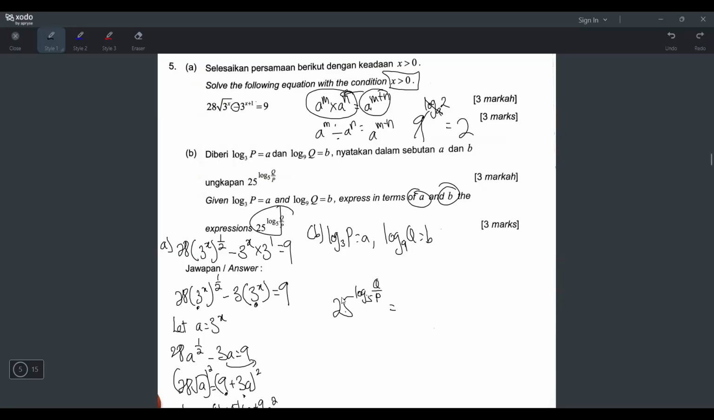So tell me now, can this cut? Cannot, right? Because they are not the same. Then make them the same lah. 5 and 25 memang boleh sama. 25 can change to 5 power 2. And then the 5 power 2, later the 2 will darab with this log 5 Q or P.